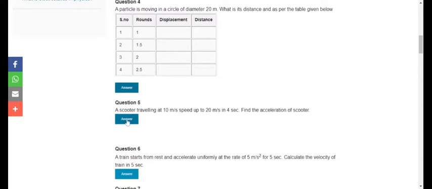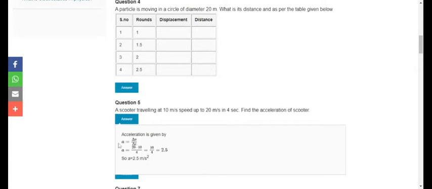Now similarly, you can see the next question. The acceleration is given by change in velocity divided by change in time. From 10 meter per second, it has increased its velocity to 20 meter per second. So we can find the change in velocity by just subtracting 20 minus 10, and the change in time is from 0 to 4 seconds, so 4 minus 0, so you will get the answer as 10 by 4, which is equal to 2.5 meter per second square. This is the answer.